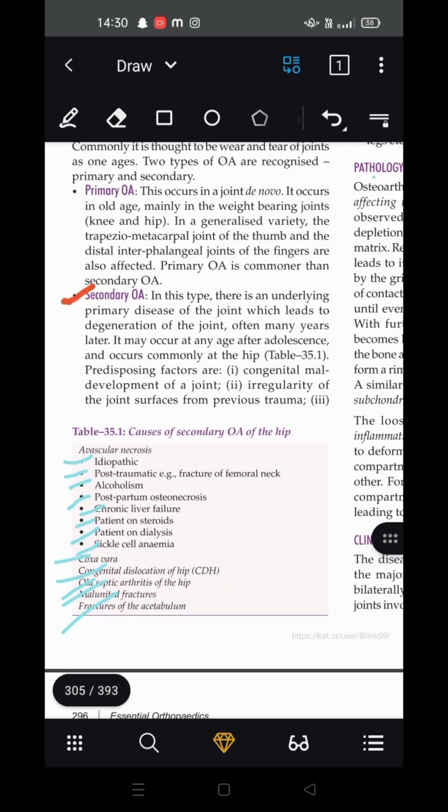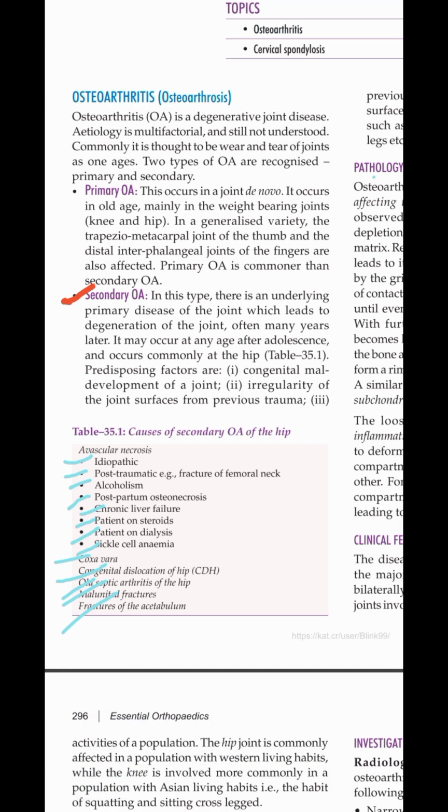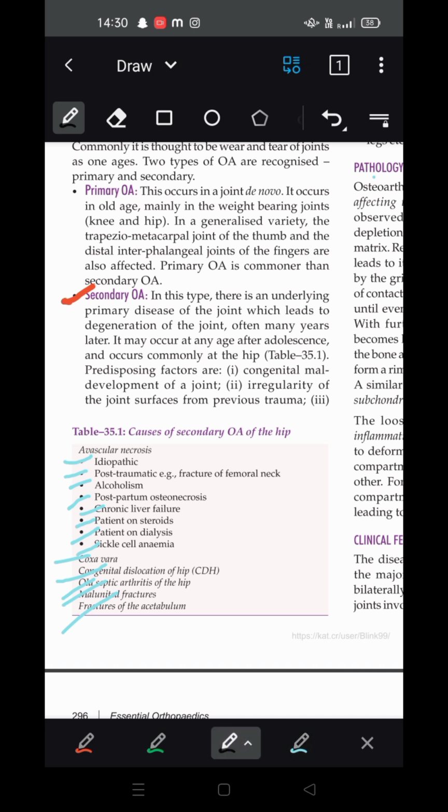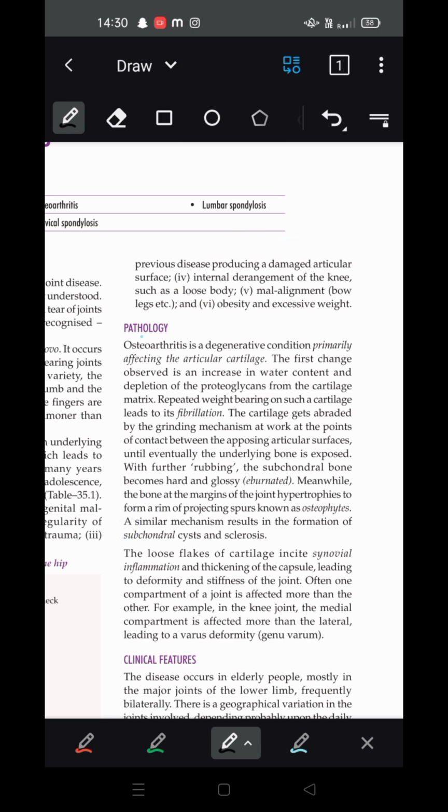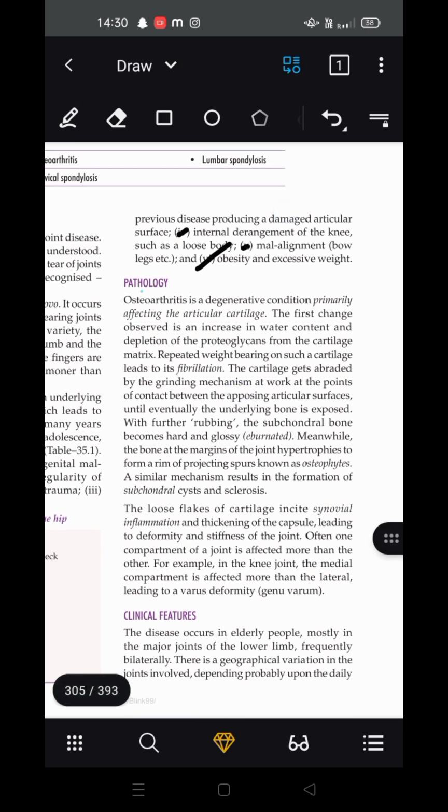So, predisposing factors. Let's know about the predisposing factors here. The first one here is the congenital malformation, development of a joint, irregularity of a joint surface, previous trauma. So, the third one is previous disease producing damaged articular surfaces. Fourth one is the internal derangement of a knee, such as a loose body. Fifth one is malalignment, like bow legs. Talking about sixth, there is obesity and excessive weight. So, moving further towards the pathology.